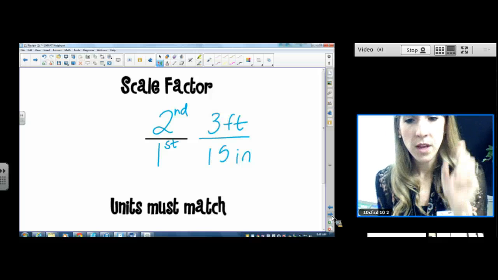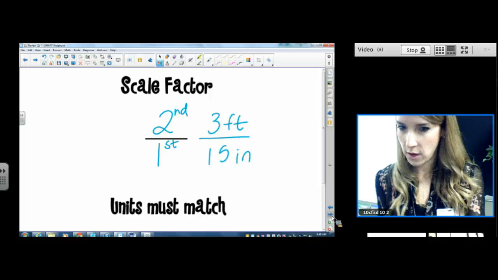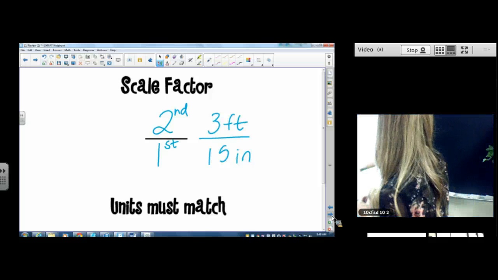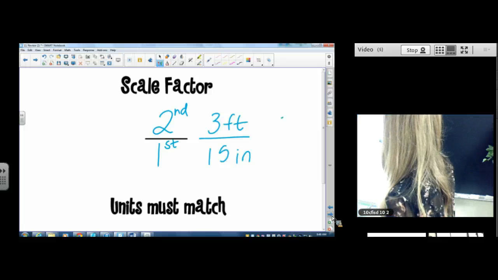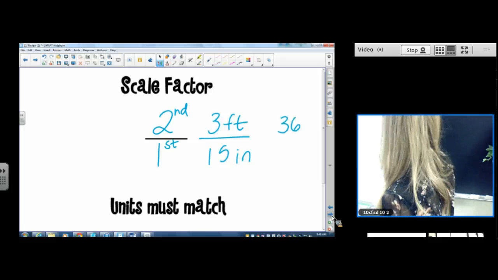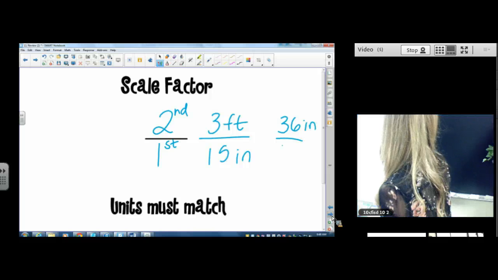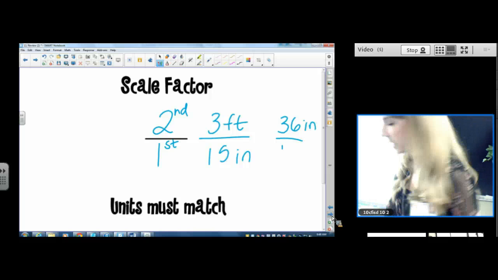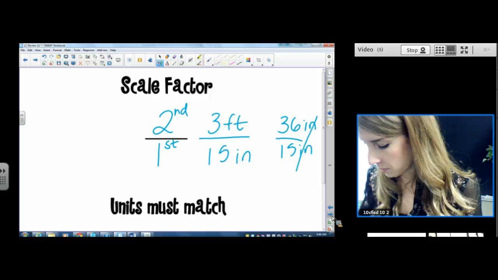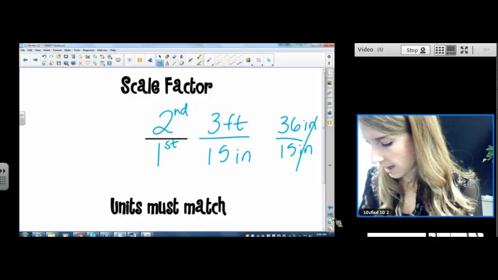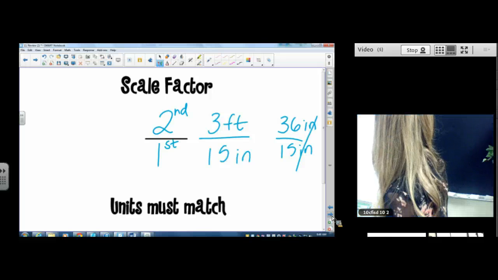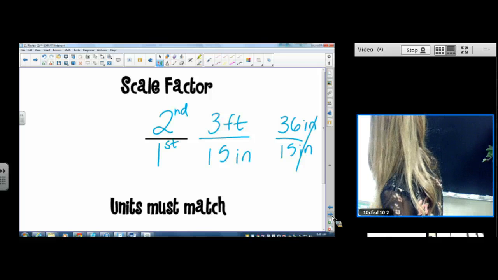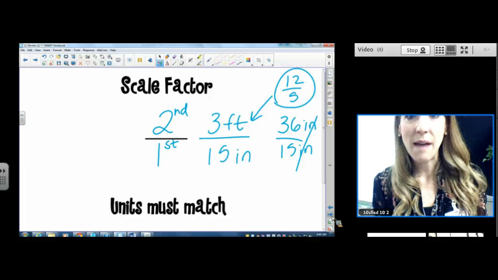Do you want to do this one? There's 12 inches in a foot. So if I want to be all inches, I would say 36 inches over 15 inches. The inches would cancel, and then we would make sure that we can't reduce that. 36 over 15 is 12 fifths. So that would be my scale factor. Yes, the units matter on scale factor.